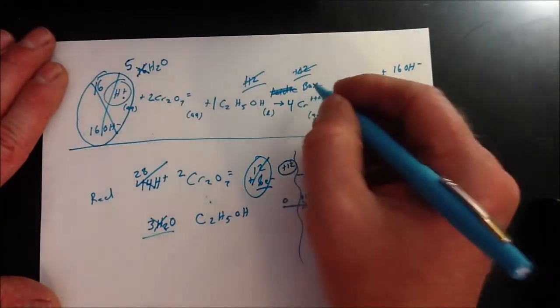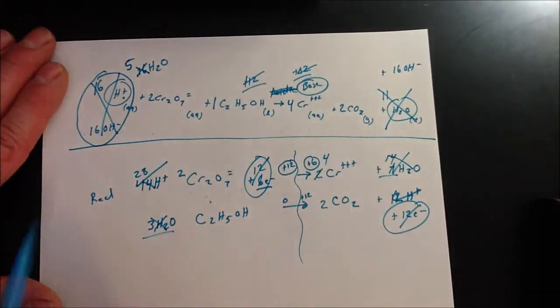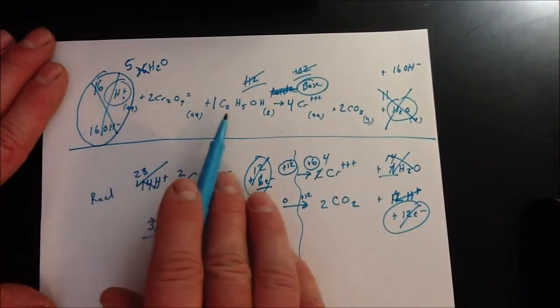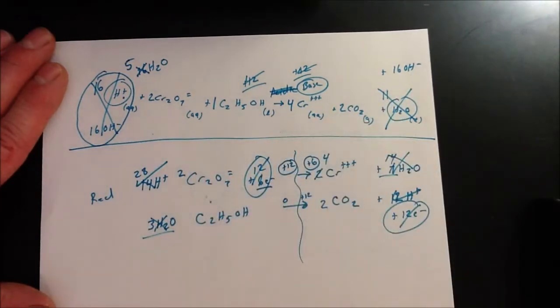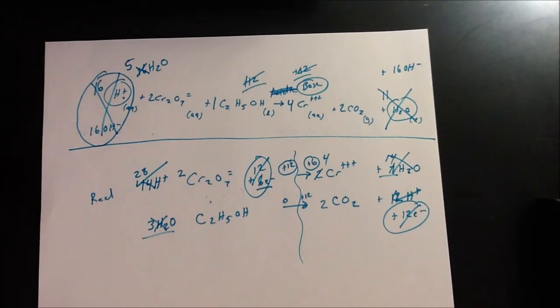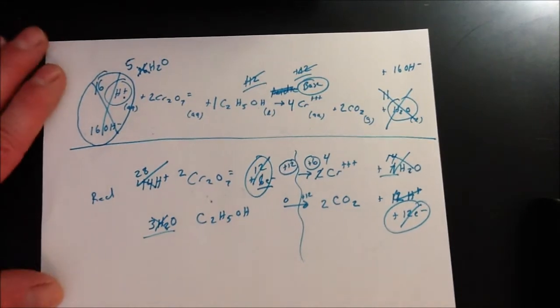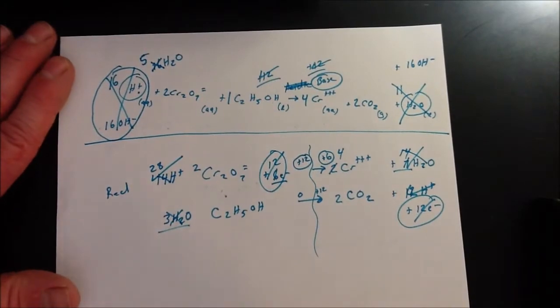So if this did happen to occur under basic conditions, we would have 5 waters, 2, 1, 4, 2, and 16 OH minus ions on the product side. So again, if it's a base, you do it just like it's an acid, and then you fix it to make it a base later on. It's a pretty simple process for balancing acid-base redox equations.